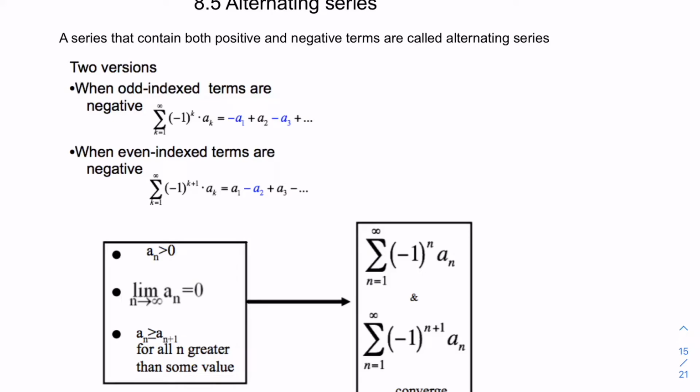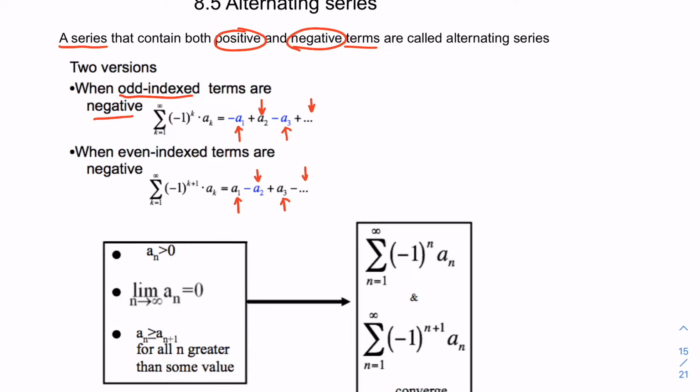Today we are going to go over 8.5 alternating series. An alternating series is a series that contains both positive and negative terms. There are two versions of alternating series: when the odd indexed terms are negative and all the even ones are positive, or all the odd ones are positive and all the even ones are negative.